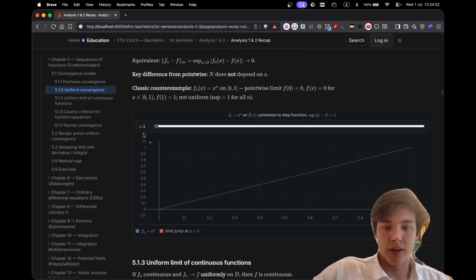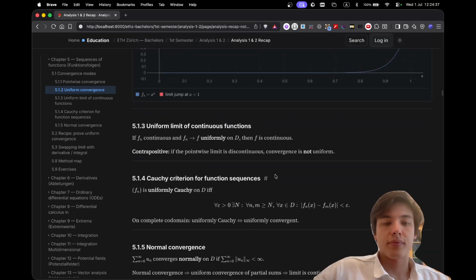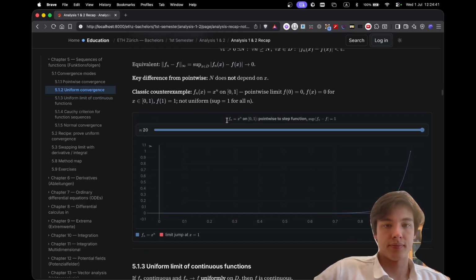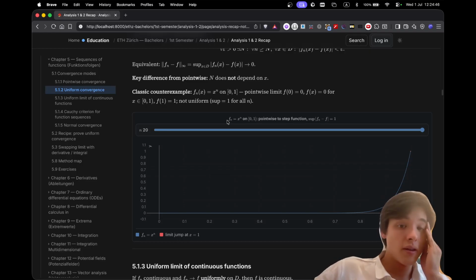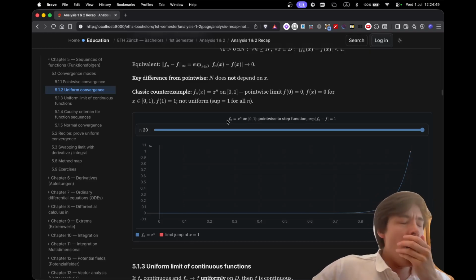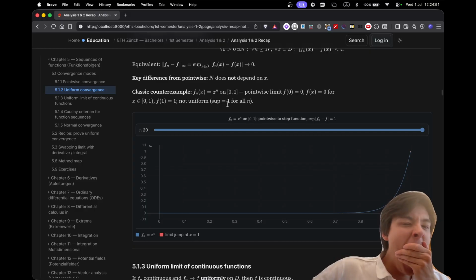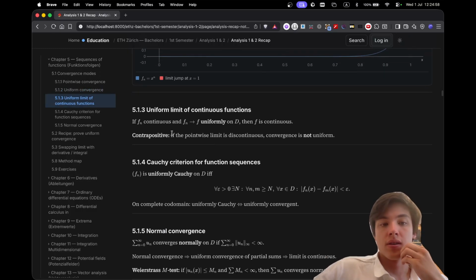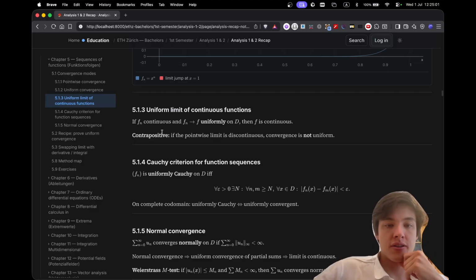Uniform limit of continuous functions: if fn is continuous and it goes to f uniformly on D, then f is continuous.